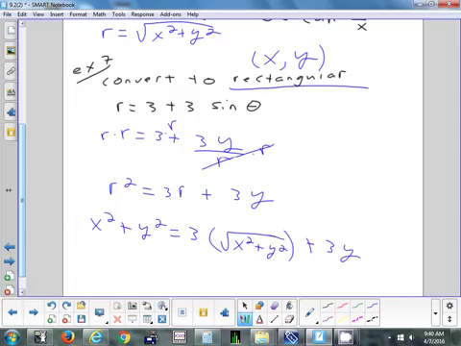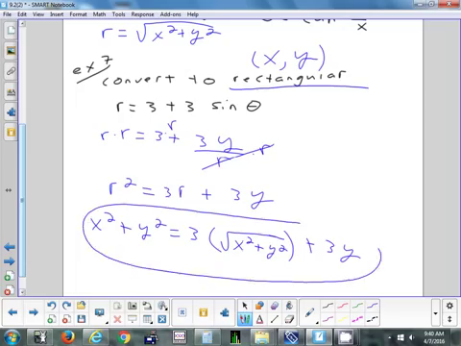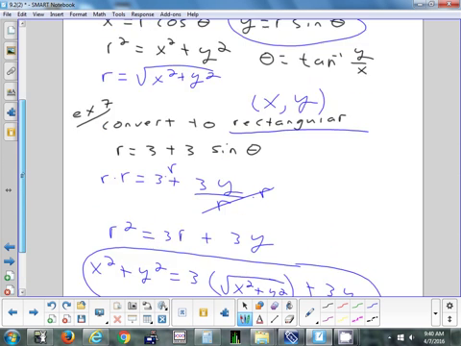Are there any r's left in that equation? No. Are there any thetas? No. It's all x's and y's. That's all you can really do. That's what the equation of a cardioid would look like in rectangular. We probably couldn't even graph that on the calculator because you have to get y by itself. But the point was I wanted you to just practice getting rid of r's and thetas, just using those 4 formulas.